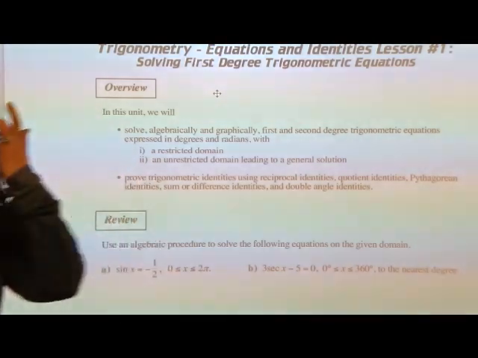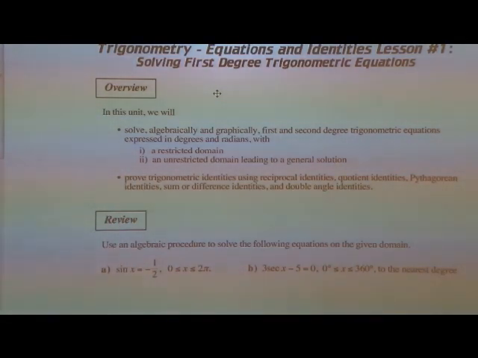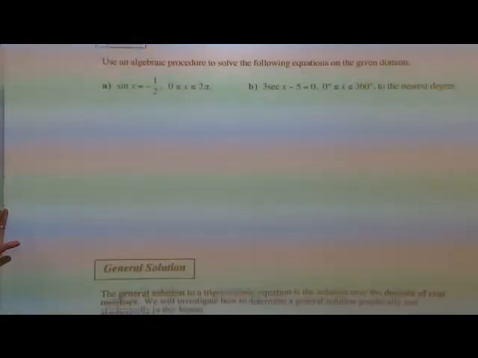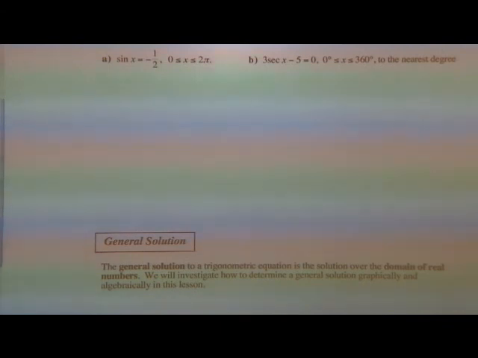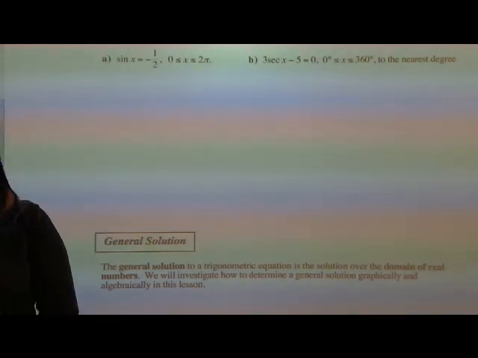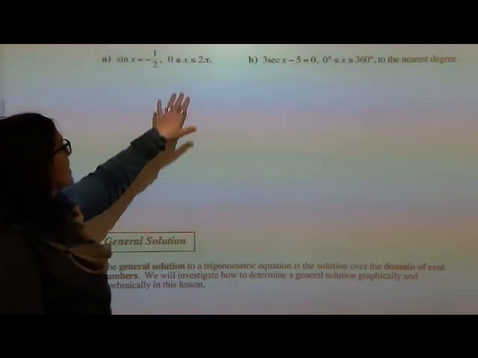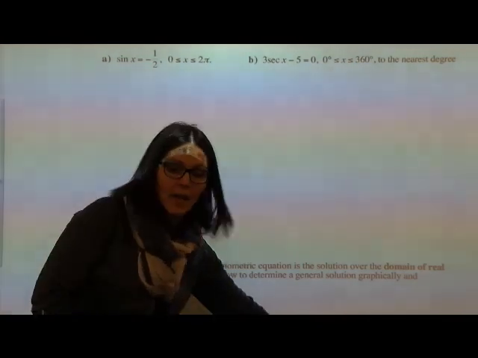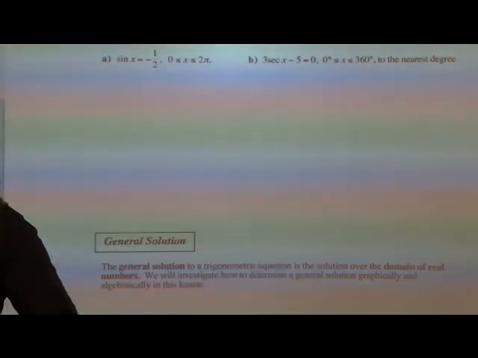So if we look at a review from what we've done previously, if we wanted to solve the following equations on a given domain. If we had the equation sine x equals -1/2, and we wanted to solve this from 0 to 2 pi, how would we do that? Do you remember how we did that at the beginning of the last chapter?